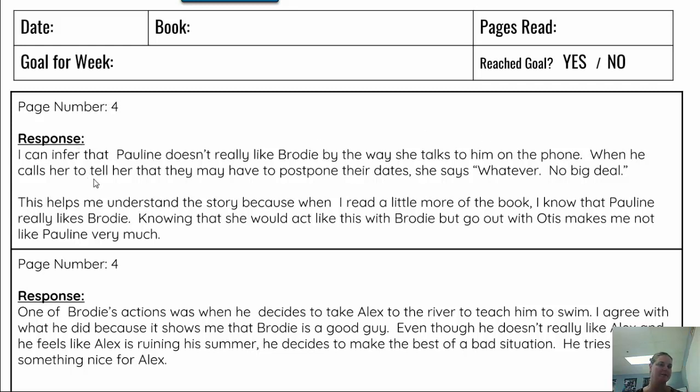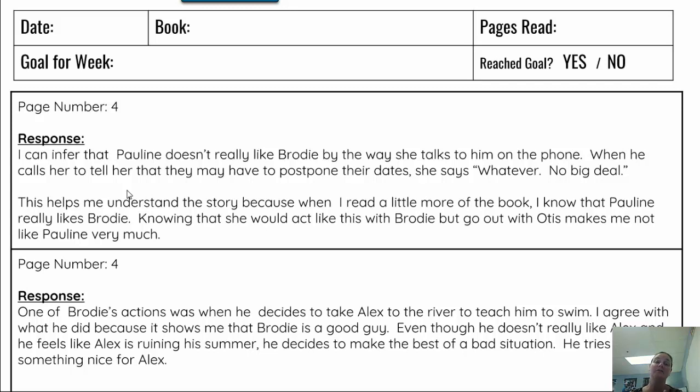So my best inference. And I basically just copied it right off of my card, but I made sure that my reader could tell I was making an inference. I can infer that Pauline doesn't really like Brody by the way she talks to him on the phone. When he calls her to tell her that they may have to postpone their dates, he says, whatever. She says, whatever, no big deal. And then the second heart.